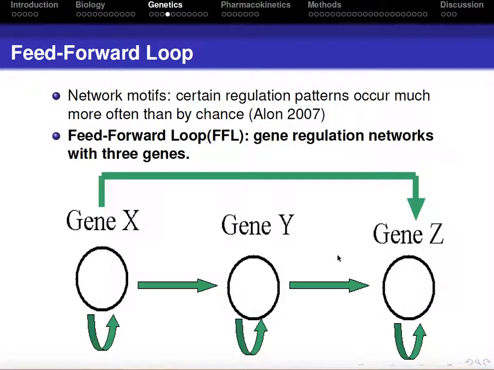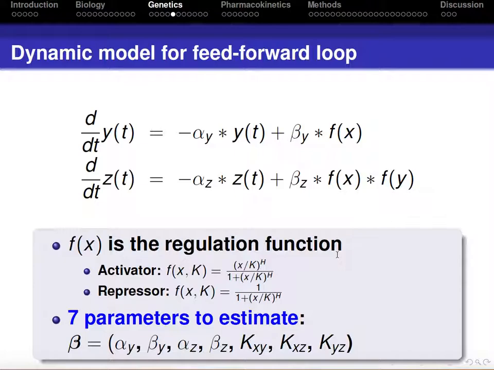And so we talked about the feed-forward loop, which is the most popular pattern inside this network. This feed-forward loop is composed of 3 genes. Gene X regulates both gene Y and gene Z, and gene Y regulates gene Z. And all 3 of them are self-regulated. Okay, so based on this, we come up with 2 different equations.